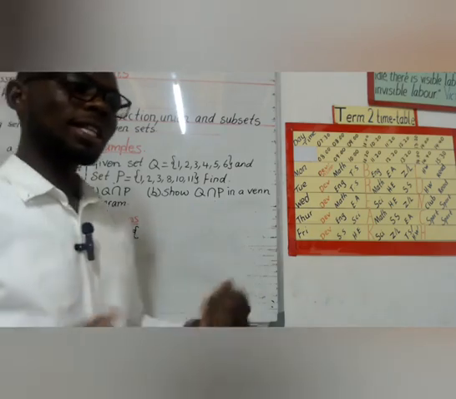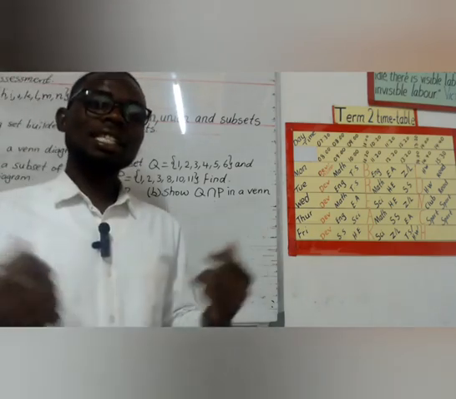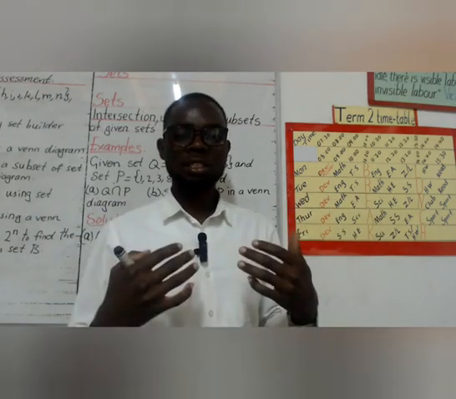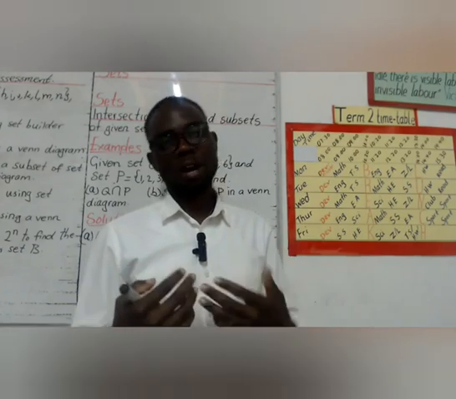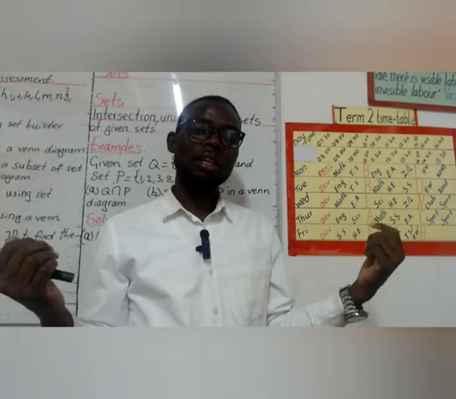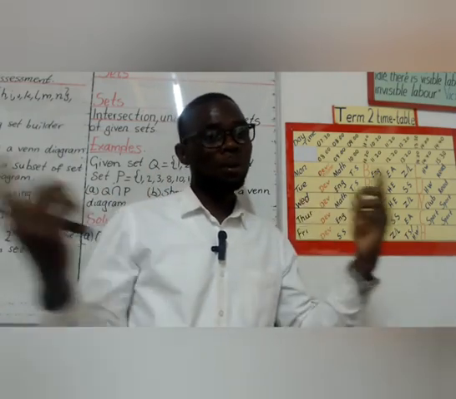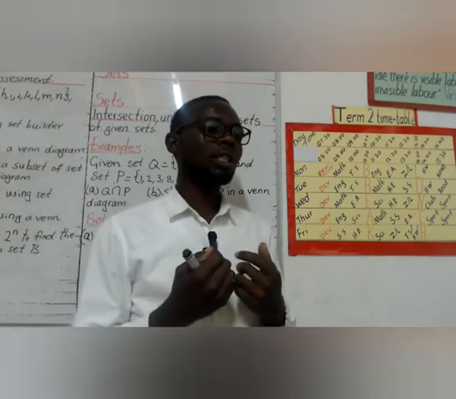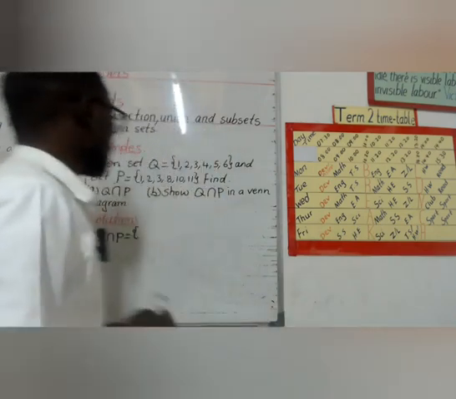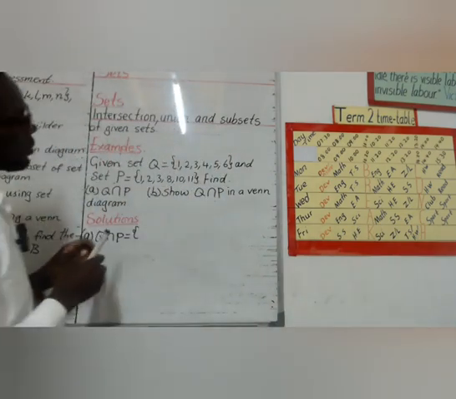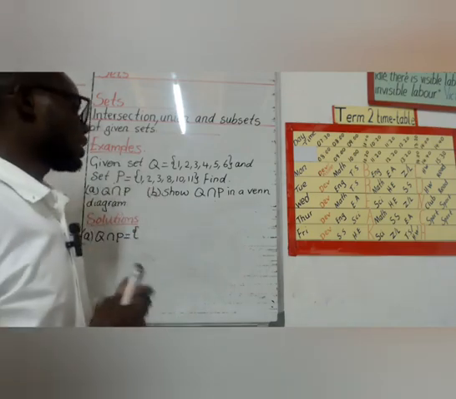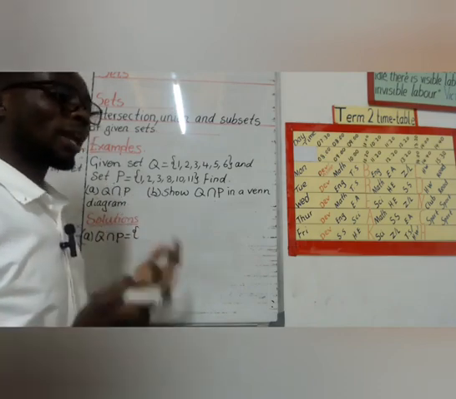Now, what is Q intersection P? Intersection simply means where things meet. In the case where we have this set and another set, where do they meet? The elements which are found in both sets are what make the intersection of those two sets. So, in this case, the elements which are found in set Q and set P are what make the intersection of these sets. What are those elements?